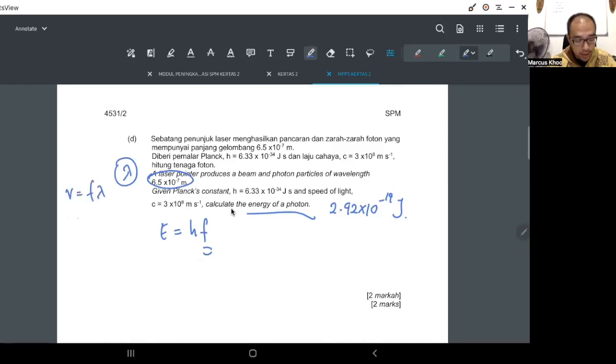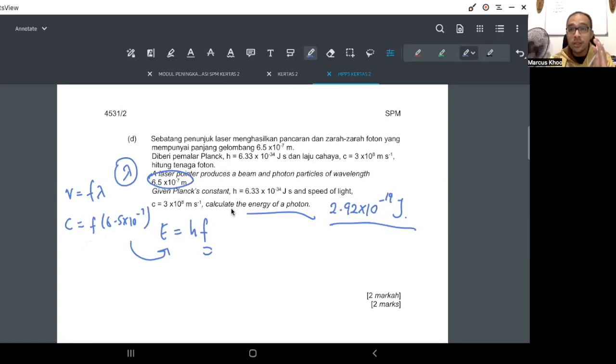We substitute the c over here, and the lambda is 6.5 times 10 to the power of negative 7, to find the f. Once we find the f, we substitute into this energy formula to get the answer, 2.92 times 10 to the power of negative 19.